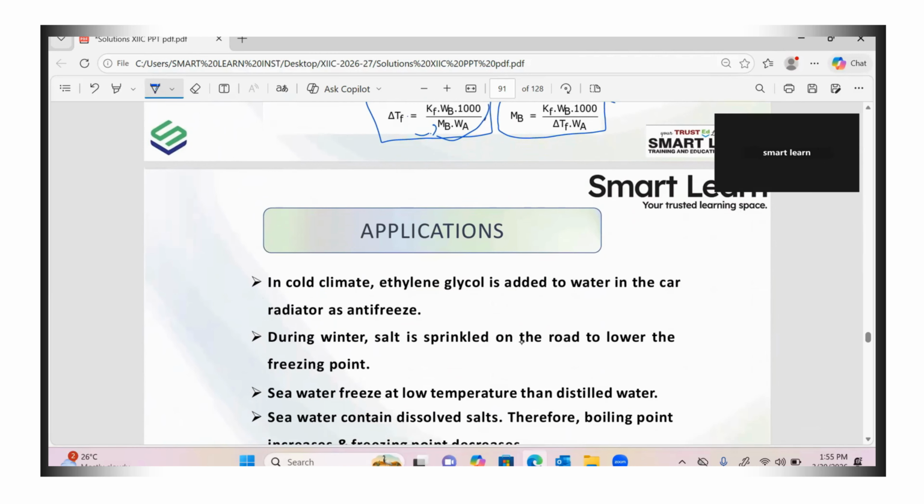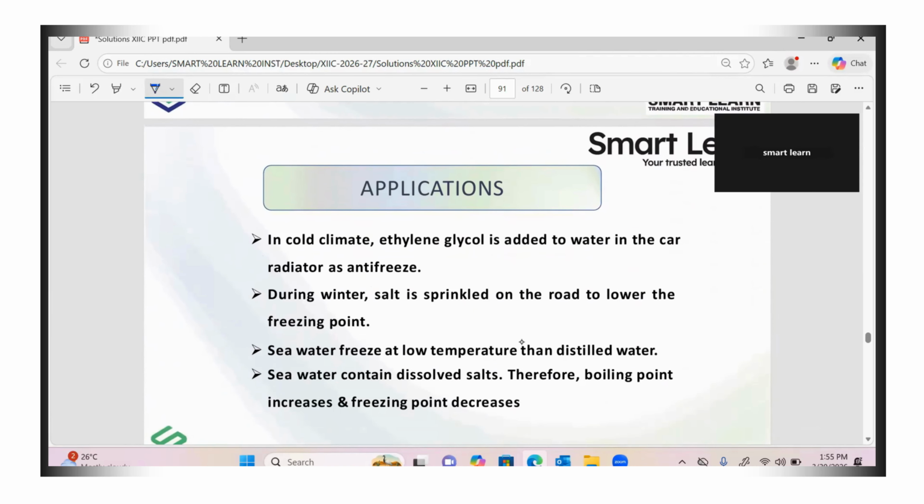So there is an application in cold climate. Ethylene glycol is added to water in the car radiator as antifreeze. During winter, salt is sprinkled on the road. Just go through the applications.